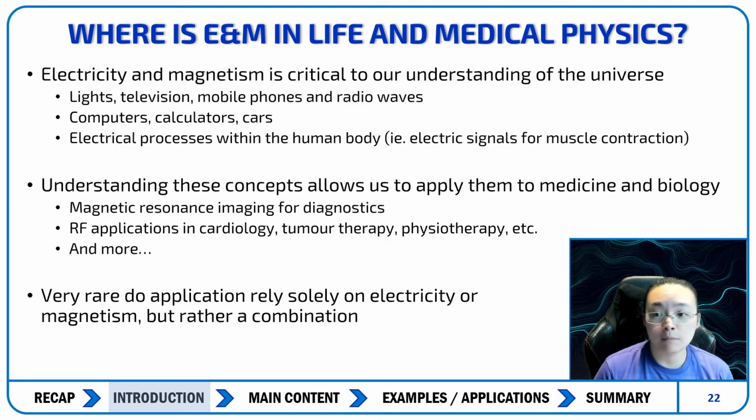So why is it even important to us? E&M is critical to our understanding of the universe. There are so many different things that we encounter in our everyday life that depend on the fundamentals and foundations of electricity and magnetism. These would be the computers we use to study and do research on, play video games with, calculators, cars, television, mobile phones, radio waves, and signals.